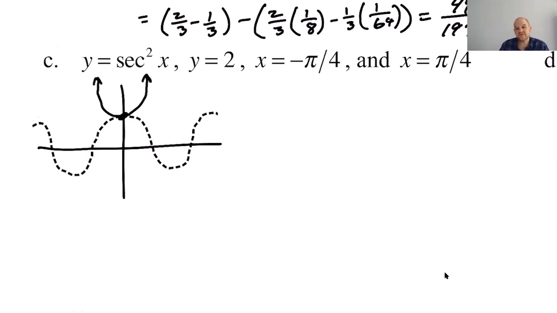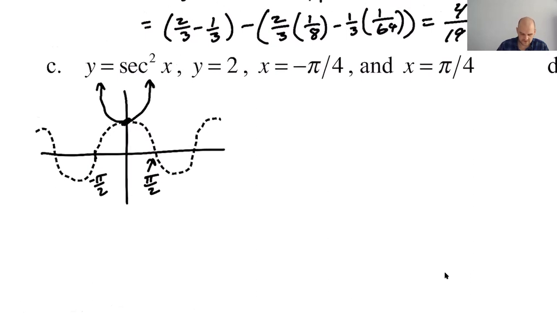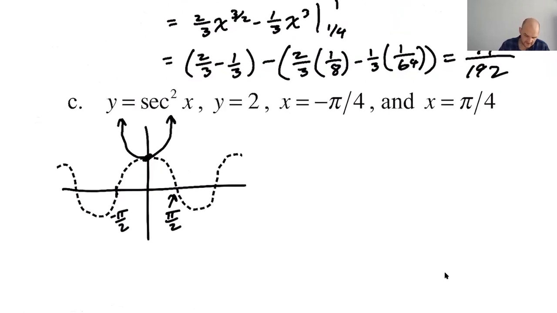All right, but the key thing here is that secant has problems at pi over 2 and negative pi over 2. But negative pi over 4 and pi over 4 are in the interval, so that's not an issue. And then I'm going to also add y equals 2, because this was at 1, this is at 2. So the region that we're dealing with is here.